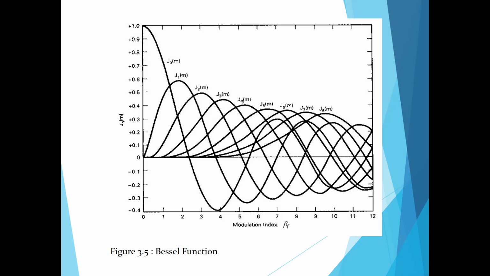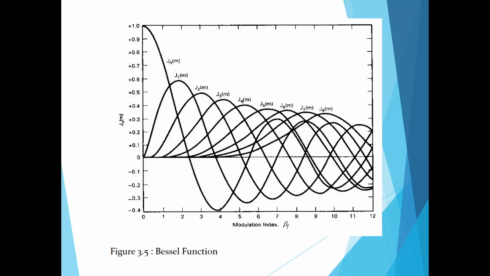Okay, so that table is actually derived from this Bessel function graph. Okay, the value in the table is actually defined from this graph actually. Okay, so this is a Bessel function. This is the Bessel function figures. So from here you see that this is J versus modulation index.